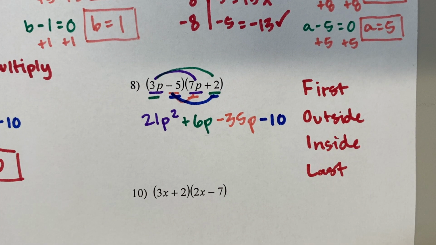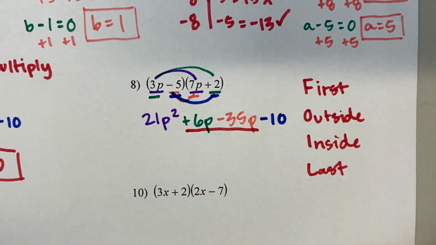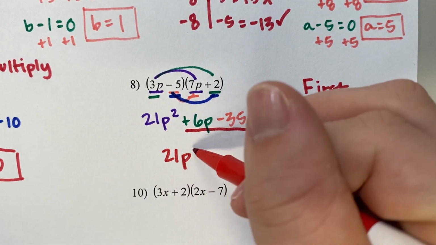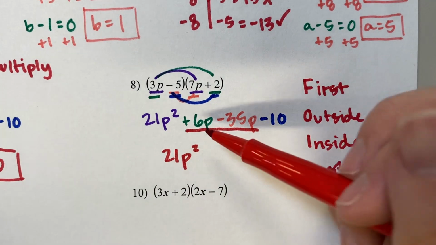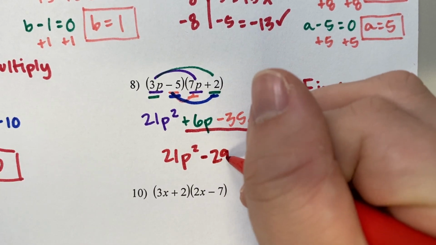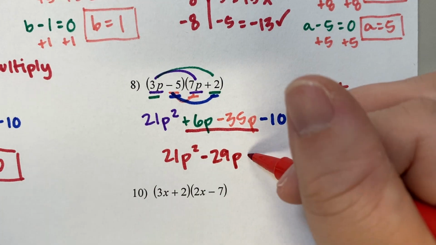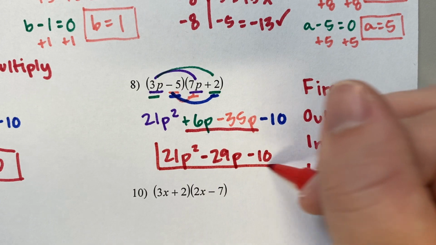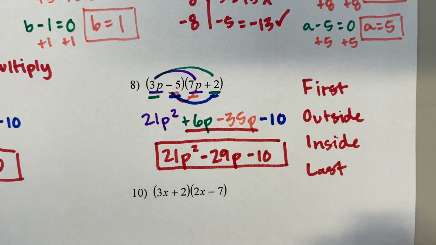Okay, so we literally just followed the order in which to multiply those out. Last thing I need to do to simplify, combine like terms. 21p squared stays 21p squared. 6p minus 35p. Let me just double check my work on a calculator. 6 minus 35, negative 29p. And negative 10. And there we go.